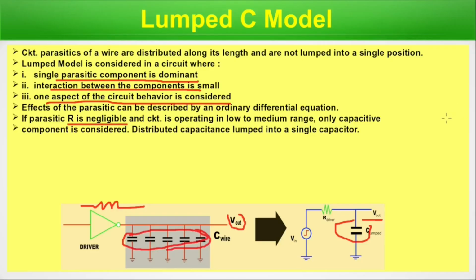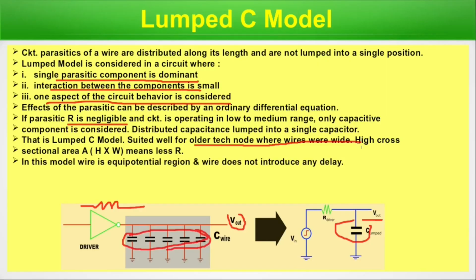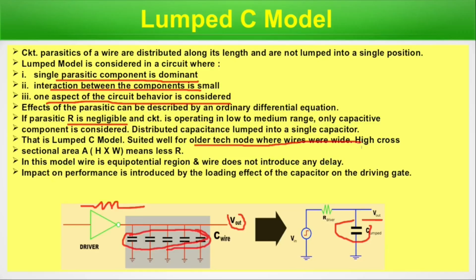That is the lumped C model, suited well for older technology nodes where wires were wide, with high cross-sectional area A, which means less R. So resistance is not that dominant. In this model, the wire is an equipotential region and does not introduce any delay due to resistance. Impact on performance is introduced by the loading effect of the capacitor on the driving gate.